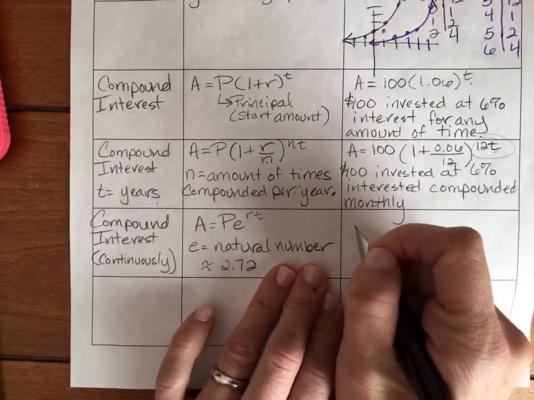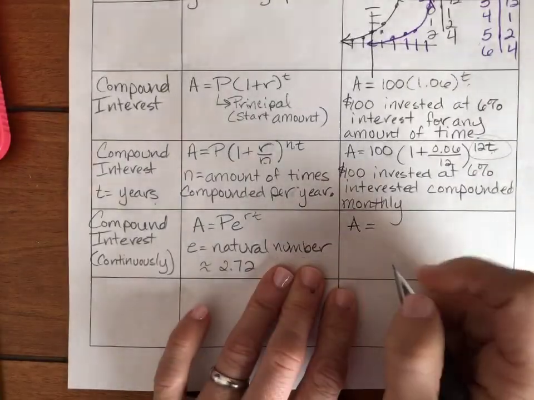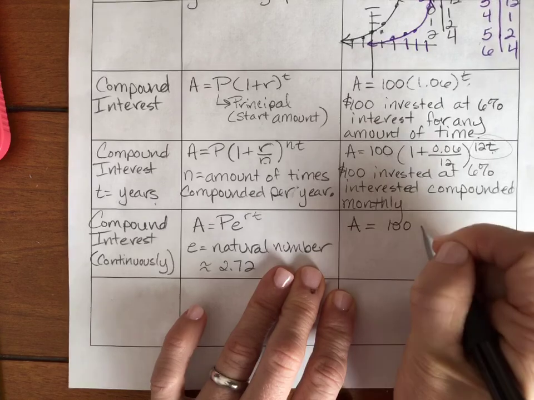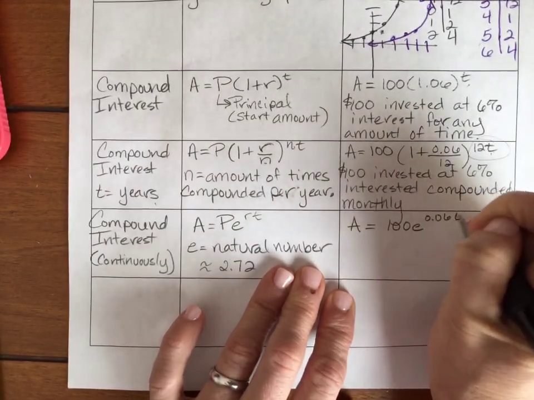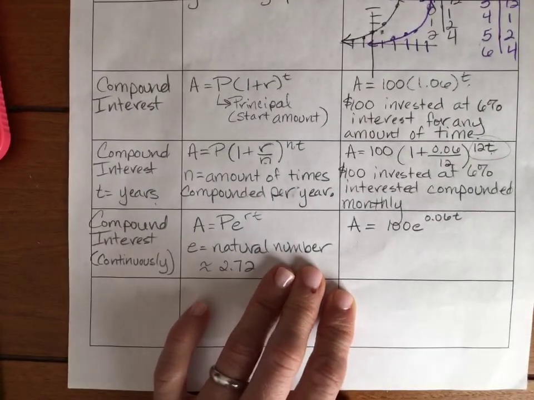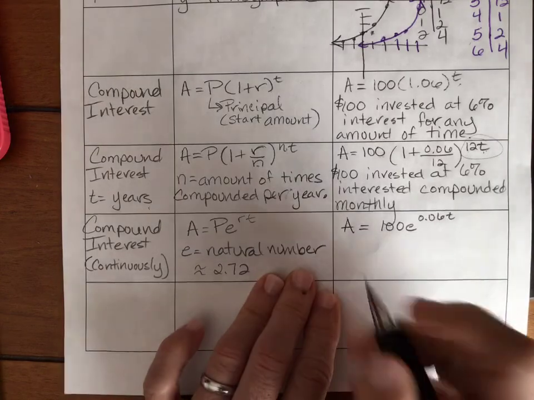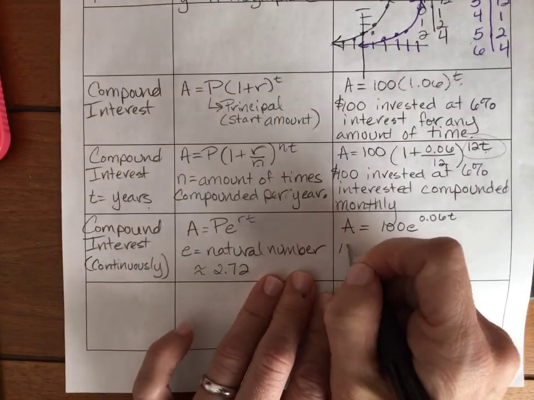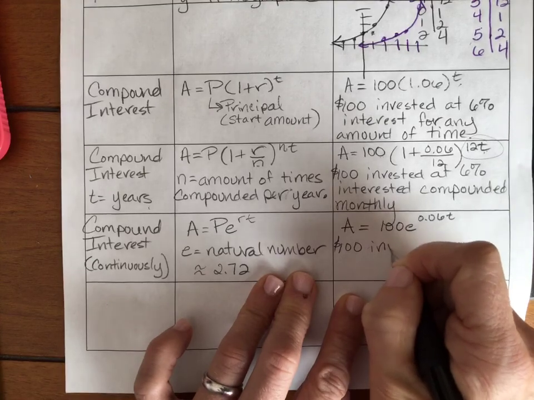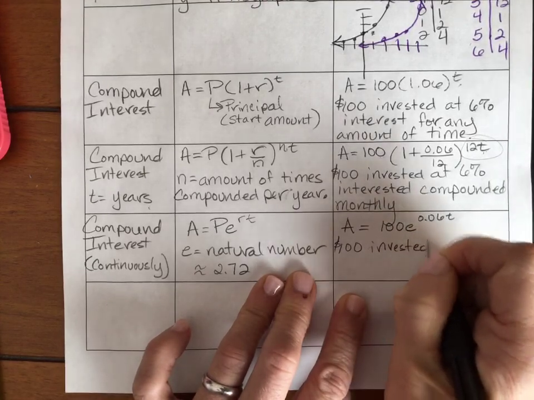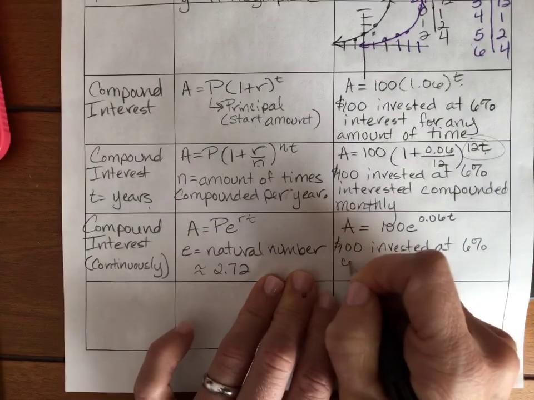All right, so here's our example. If we had this equation, A equals 100 e to the 0.06 t, here's what it says. It's still really similar to what we did above, but this says I have $100 invested at 6% continuously.